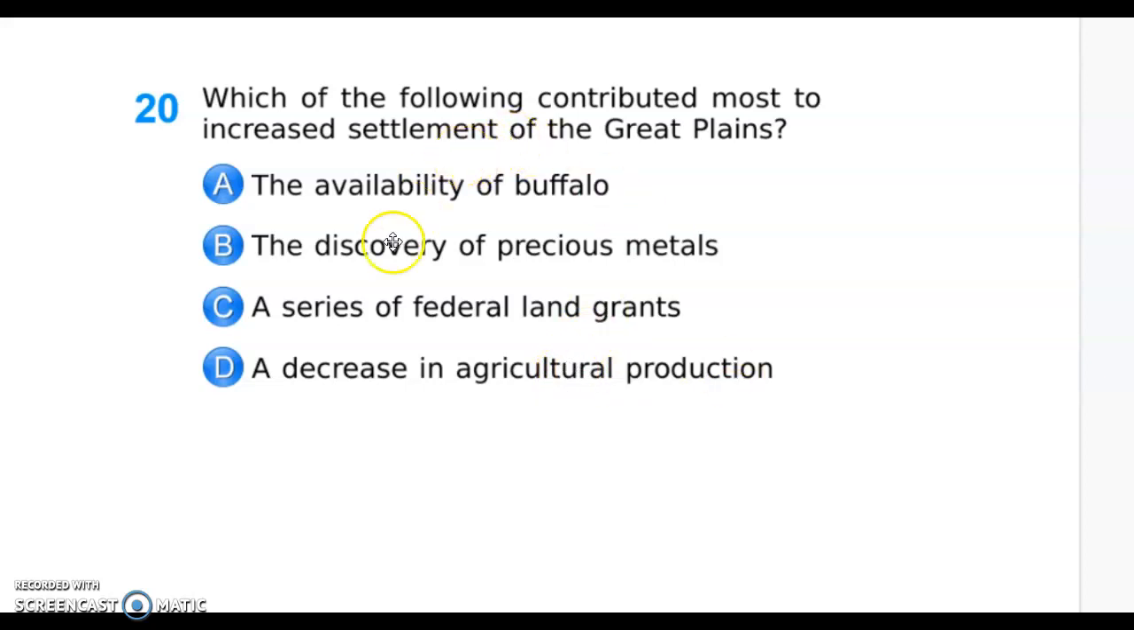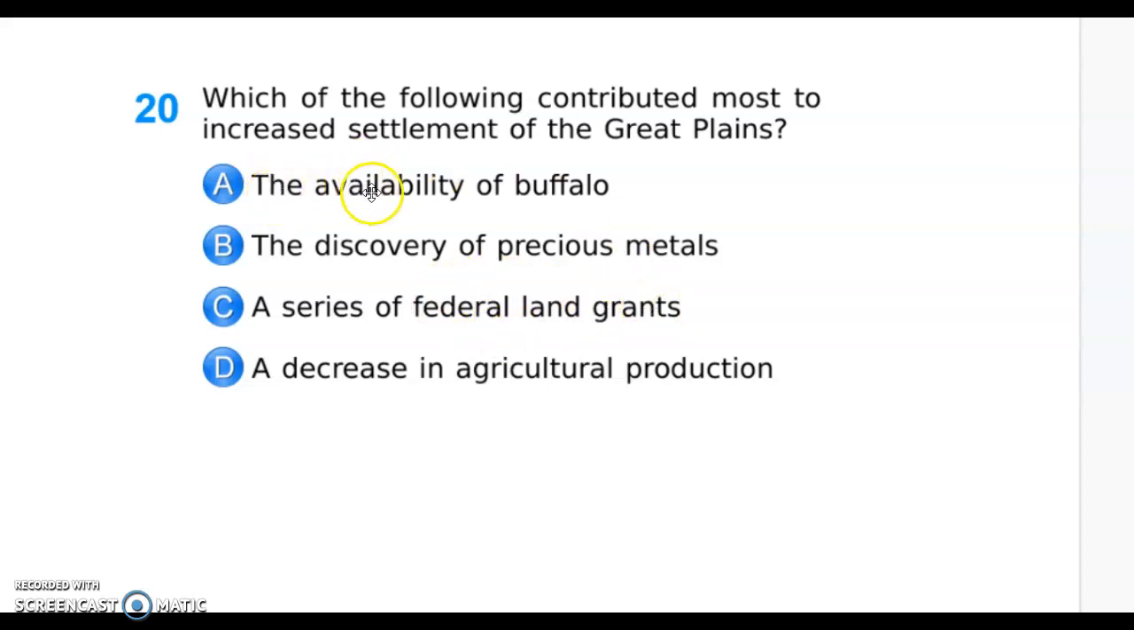So here the correct answer is C, a series of federal land grants. So basically, the settlement of the Great Plains was caused by the Homestead Act, and the Homestead Act was a series of federal land grants where the government was giving away land free if people settled there and basically built a home and started a farm.